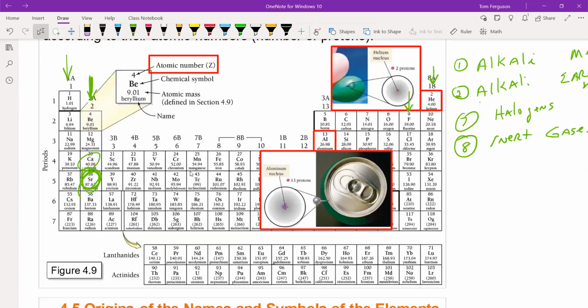There are 7 periods. Periods are rows. So there's the first period, the second period, and there's no tendency going horizontally like there is vertically. So there are rows, periods, and columns, groups. Groups are aligned for their chemical similarities.